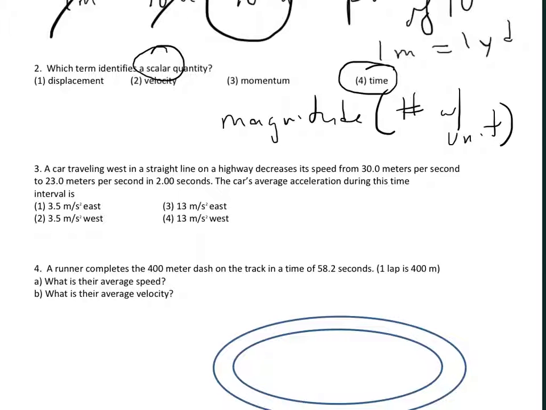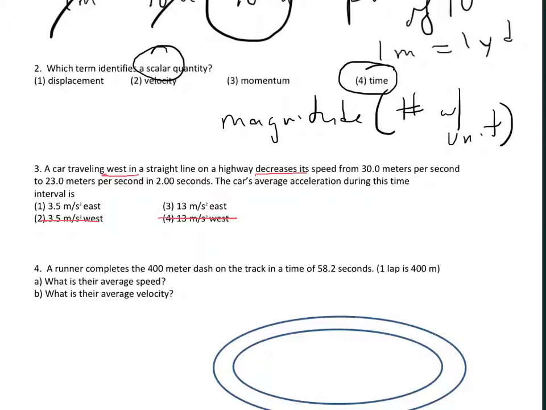This next question talks about a car traveling west in a straight line that decreases its speed. That's the key word here. It decreases, so it's slowing down from 30 meters per second to 23 meters per second in 2 seconds. So they want to know what's the car's average acceleration. So if it was traveling west and it's slowing down, that means your acceleration has to be east. So we can get rid of choice 2 and choice 4.